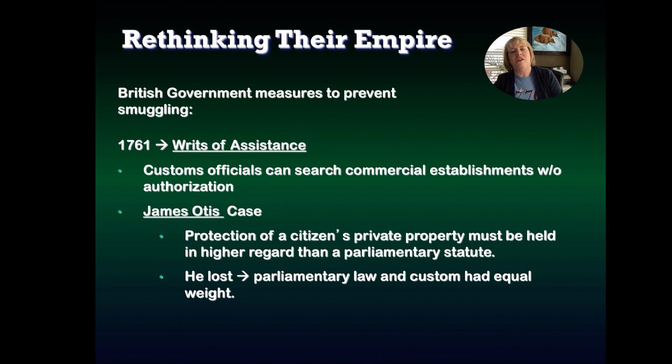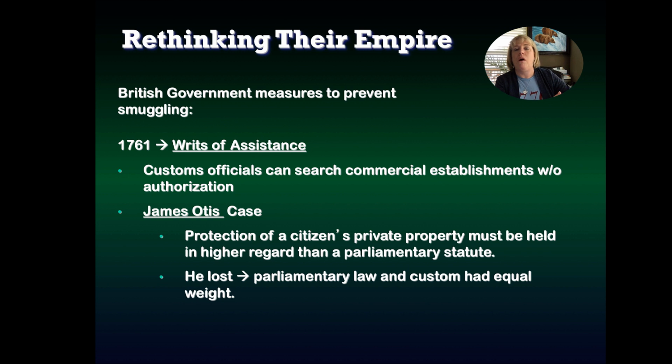In 1761, they started issuing writs of assistance. Basically, it's kind of like a search warrant, but without any legal backing. Like today, if the police want to come and search your home, they have to go to a judge and say, hey, we think that this home has illegal goods in it, and this is the evidence we have that leads us to think that.